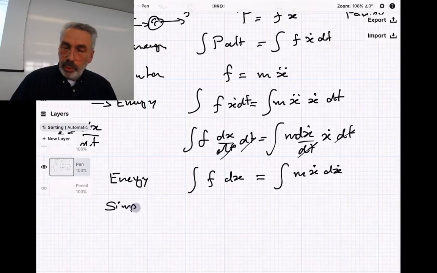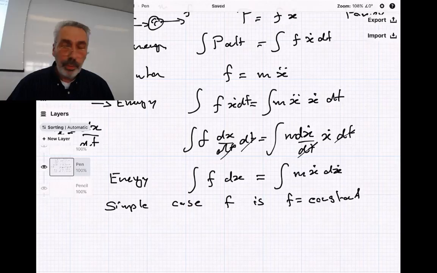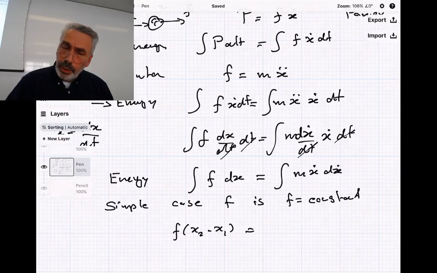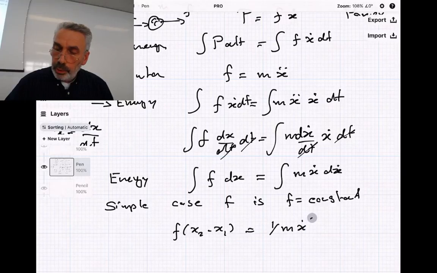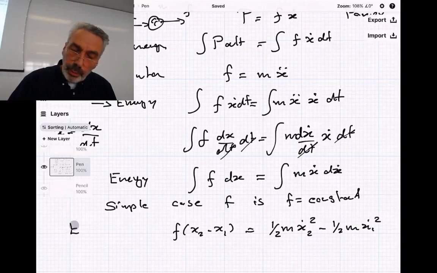Now let's take a very simple case. The most simple case for f is a constant force, some value. Then the integral of f dx just breaks down to f times (x2 minus x1) equals, on the right hand side, if we integrate this part, we get 1/2 m x dot squared, and the only way to check that is to differentiate it. And then of course between the two boundaries. This is what we call the energy equation.